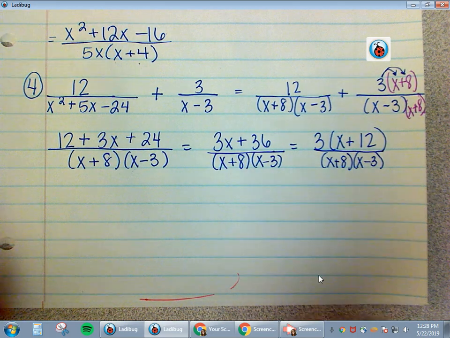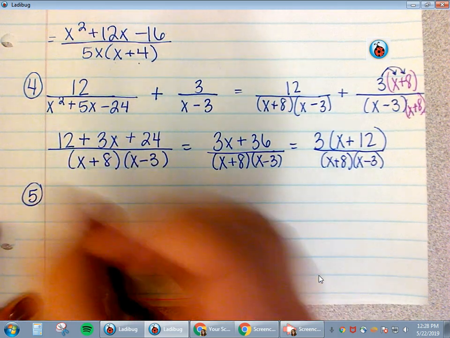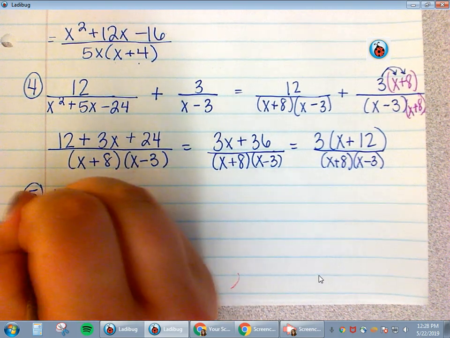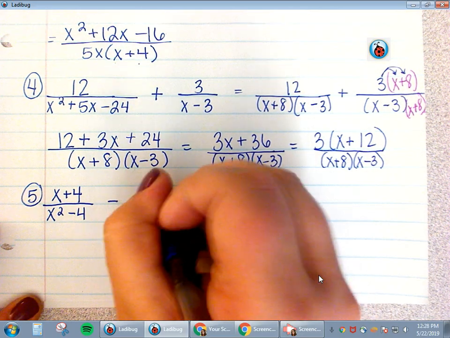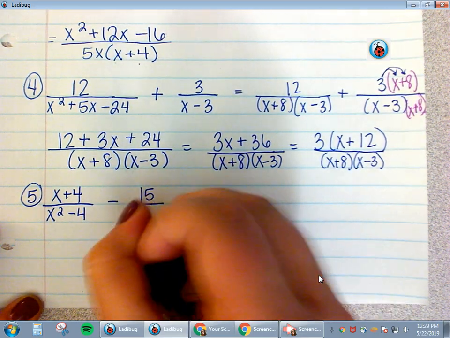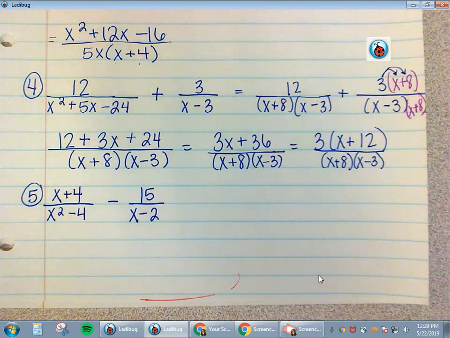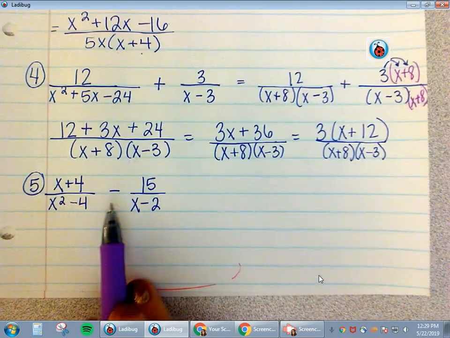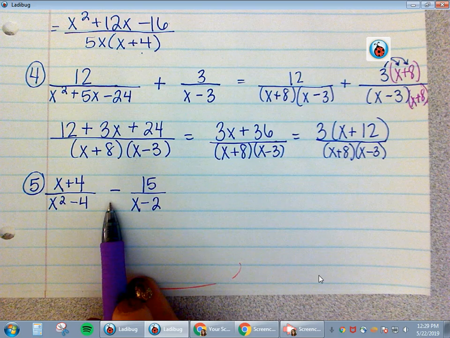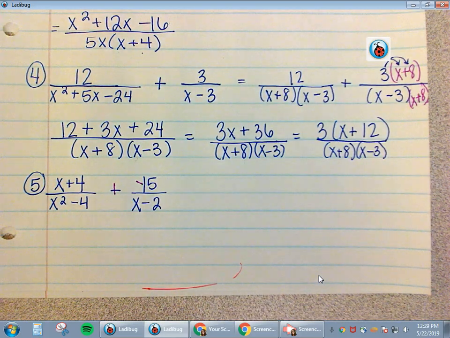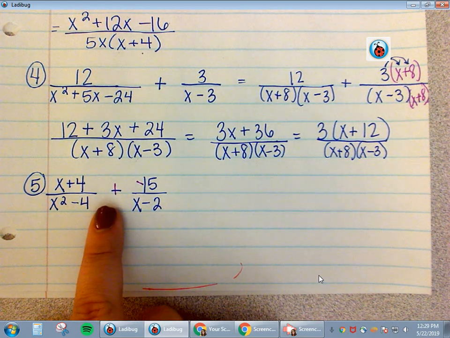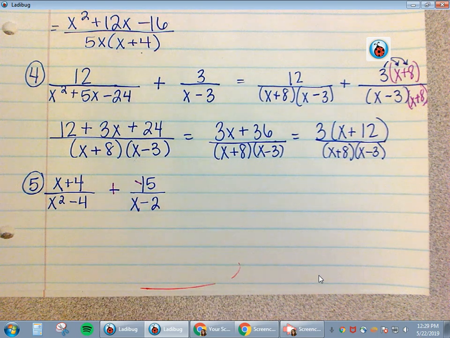Let's do one more. Say we had x plus 4 over x squared minus 4 minus 15 over x minus 2. So the first thing I want to mention about this problem is it's got a minus here, which will help us out a little bit if we change this to a plus and distribute it onto the numerator. Not the numerator and the denominator, but just the numerator. So that'll help us out a lot. Now we no longer have to do a subtraction problem, but we're adding a negative, which is the same thing, but a little bit easier to work.